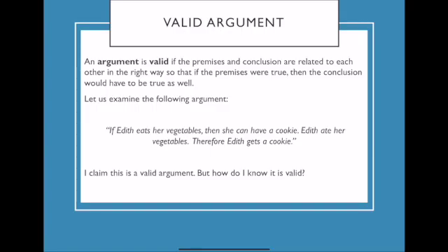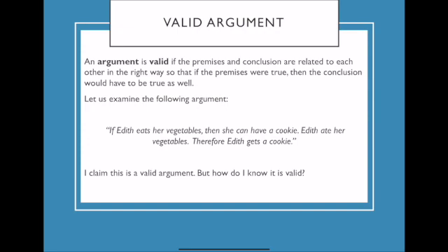Next, I'm going to talk about deduction. An argument is valid if the premises and conclusions are related to each other in the right way, so that if the premises are true, then the conclusion would have to be true as well. So let's examine the following statement. If Edith eats her vegetables, then she can have a cookie. Edith ate her vegetables, therefore Edith gets a cookie.